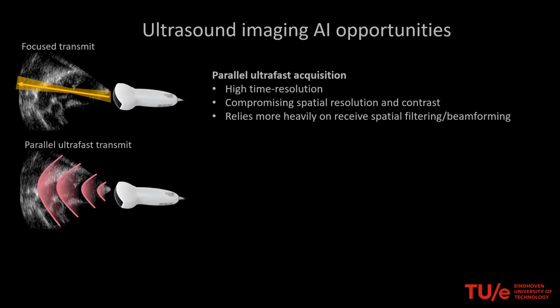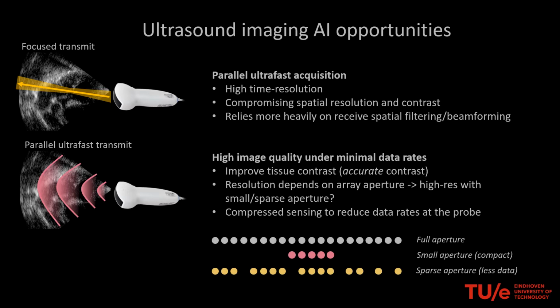So how can you use AI to improve that? That would be a question. Another question you could ask yourself is, how can we offer better image quality under minimal data rates? How can we improve tissue contrast, achieve accurate contrast? How can we get a high resolution image with a small or a sparse aperture, as you see here? How can we achieve high resolution imaging with a probe bandwidth that's more limited, or a more low frequency transmit pulse? How can we achieve high resolution, high quality imaging under compressed sensing?